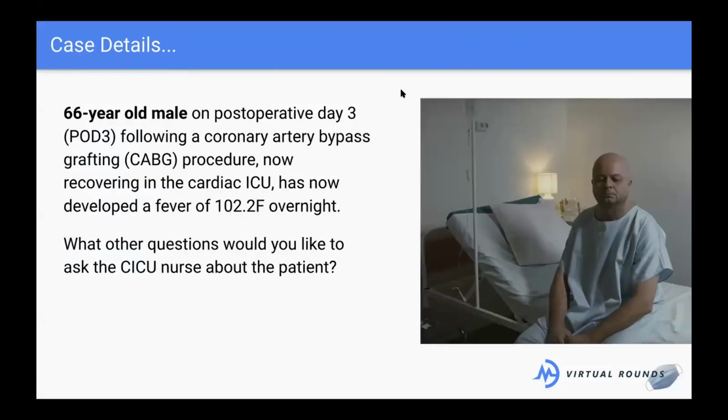All right, so here's the case details. These are all stock photos, by the way. I promise I didn't just take pictures of random patients in the hospital. He looked appropriately sad. I felt like he might have been a good choice.